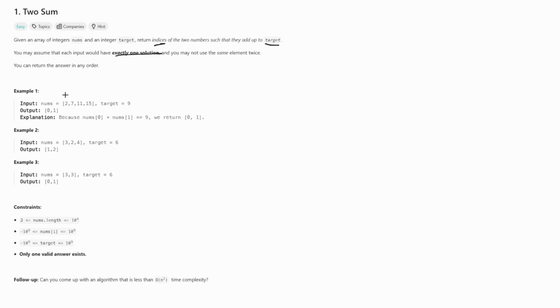We know that 2 starts at index 0 because in programming languages, we start with a 0 index. So 2 is at index 0, 7 is at index 1, and we know that 2 plus 7 equals this target 9. So because of that, we output this 0, 1 here. We can also return 1, 0, as they said that we can return the answer in any order.